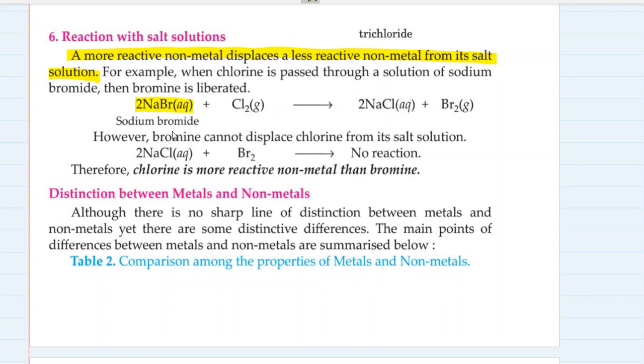We have a solution of sodium bromide and it reacts with chlorine. Now, the two non-metallic ions which are at war over here, which are in competition over here, are chlorine and bromine. Out of chlorine and bromine, chlorine is more reactive. Since chlorine is more reactive, chlorine will displace bromine from its salt solution. So the outcome will be, we'll get sodium chloride and bromine will be displaced out. But in its place, if we react sodium chloride with bromine, no reaction will take place. That shows that chlorine is more reactive non-metal than bromine.